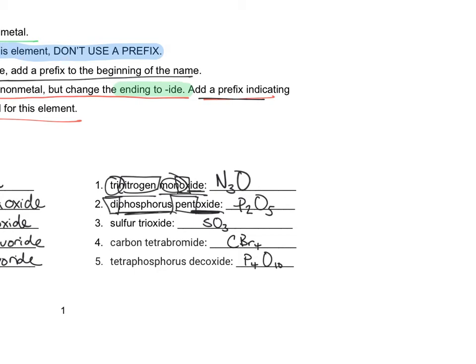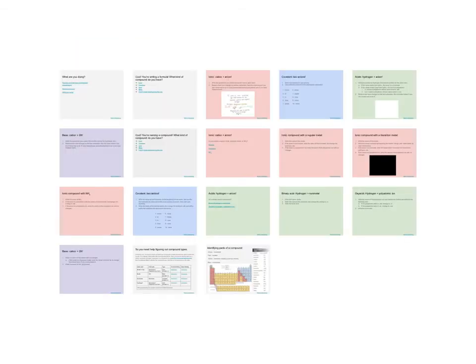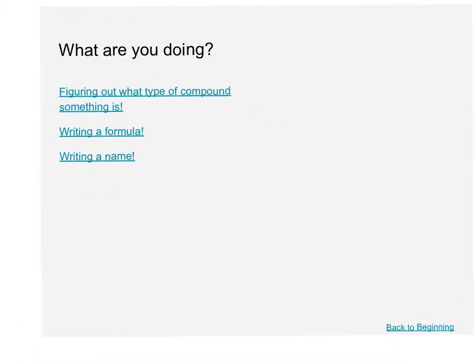And once again, I just want to show you a quick resource. In your Google Classroom, you have this awesome thing called the Compound Interactive Tutorial. If you go open it up, the first thing that you'll see is this page. You do have to click present and go into the PowerPoint to be able to do this. It'll say, "What are you doing?" And you write what you're doing. If you're trying to write a formula, you click that. If you're trying to write a name, you click that. If you need to know what the type of compound is, you click that. Just click the thing, and it's going to take you to a new slide demonstrating what you're trying to do.